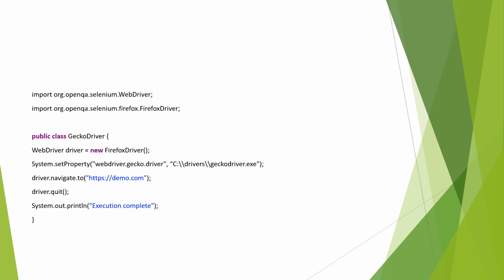Then we give the site which we need to navigate to, as usual, with driver.navigate to the site, and once you're done with it, you quit. I'm just printing a line here to show that the execution is completed, which will be presented on the console. Using this setup, if you run this program, it's going to launch the driver, launch the Firefox application, go to demo.com and quit.